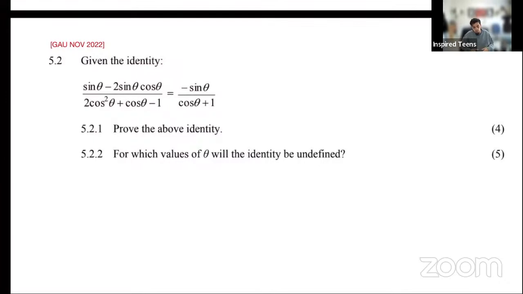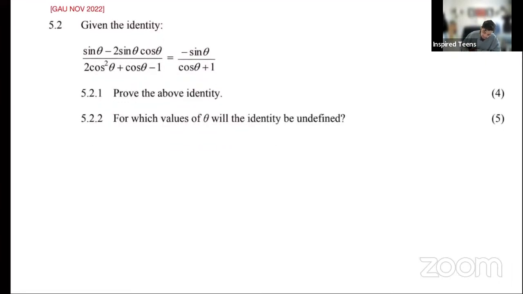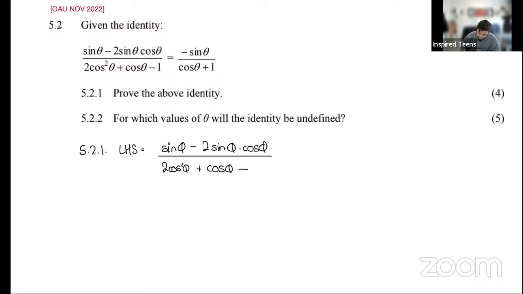So remember the steps that we follow. We work with the more complicated side first. So what's the more complicated side? I would definitely say that it's the left side. So we're going to try and simplify the left side and try and equate it to whatever's on the right side. 5.2.1 left-hand side is equal to sine theta minus 2 times sine theta times cos theta divided by 2 cos squared theta plus cos theta minus 1.